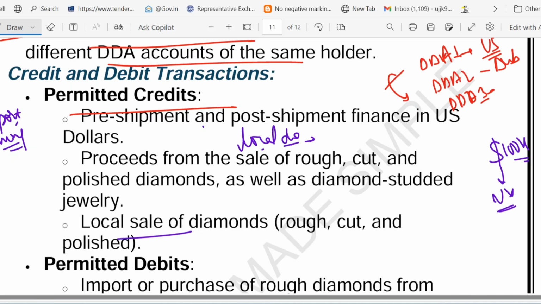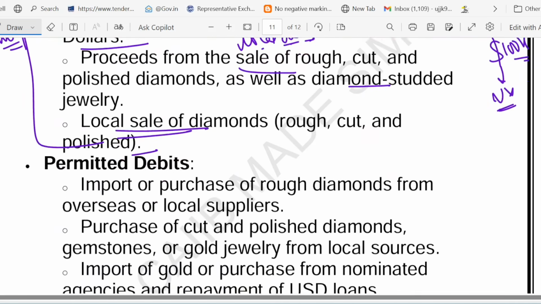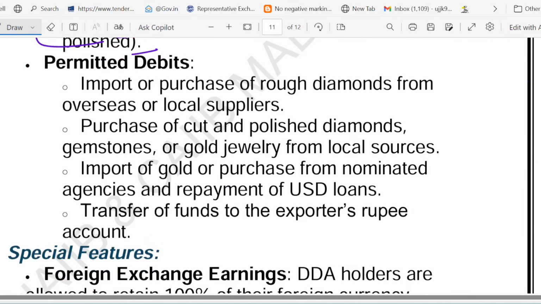Okay. And suppose dollar loan, right? So if you take a $200K pre-shipment loan, it gets credited to your DDA. Yes, pre-shipment and post-shipment finance also get credited here. So pre-shipment and post-shipment finance, proceeds from sale of rough cut diamond and local sale of diamond, all these are credited to the DDA account, right? And currency is always dollar.